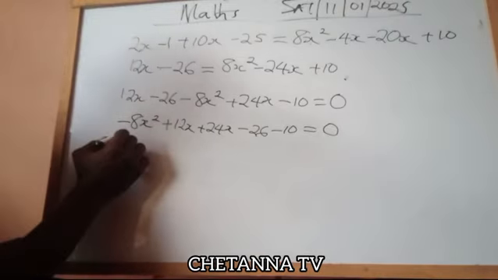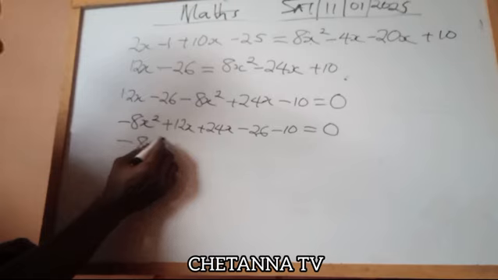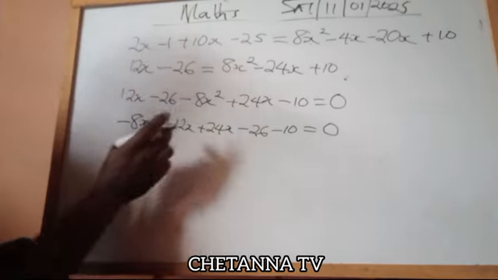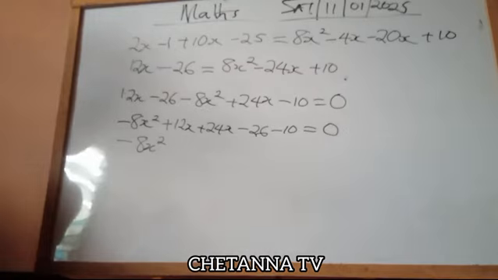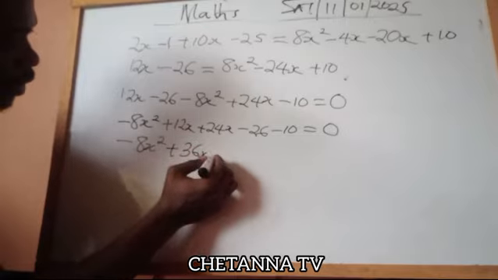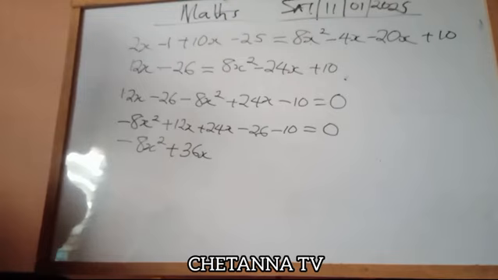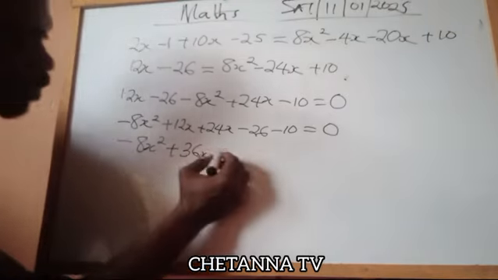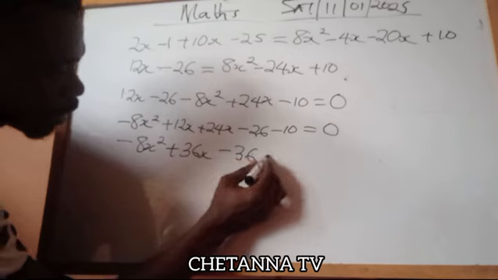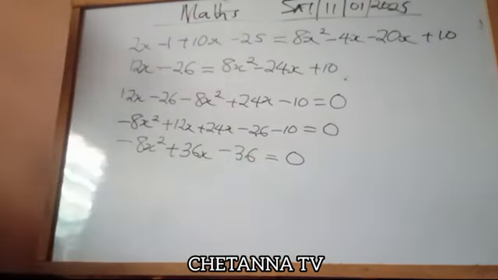So we have minus 8x squared plus 12x plus 24x, which is 36x, minus 26 minus 10, which is minus 36, is equal to 0.